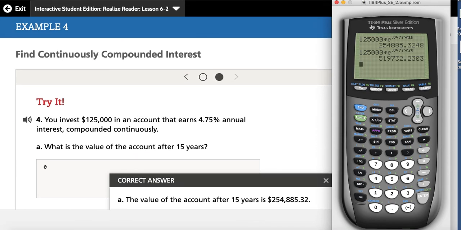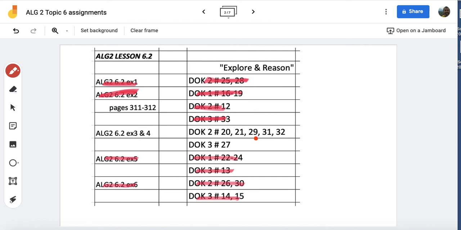And that's it. So let's see what the assignment is. 20, 21, 29, 31, 32, 27.